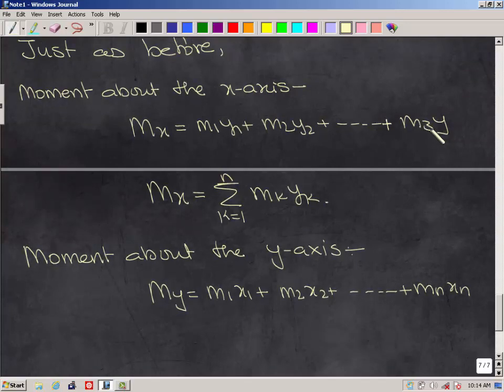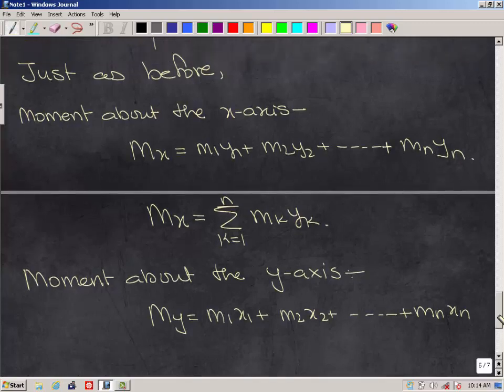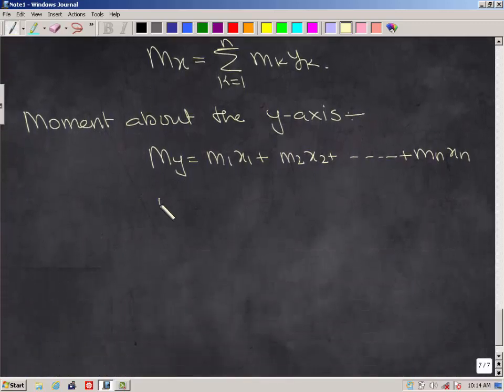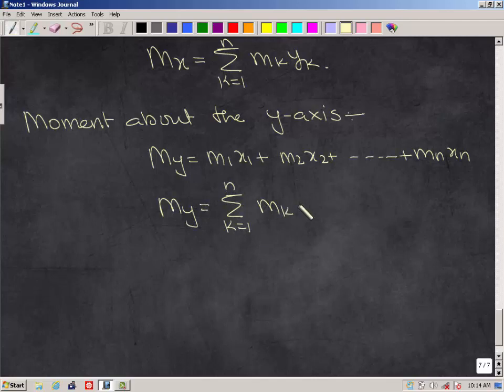This should be n, and this should be n, because we're going to imagine we had n masses, even though I've only drawn 4, but imagine we had n. So the moment in summation notation can be the sum from k equals 1 to n of m sub k x sub k. So that's a moment about the y-axis.